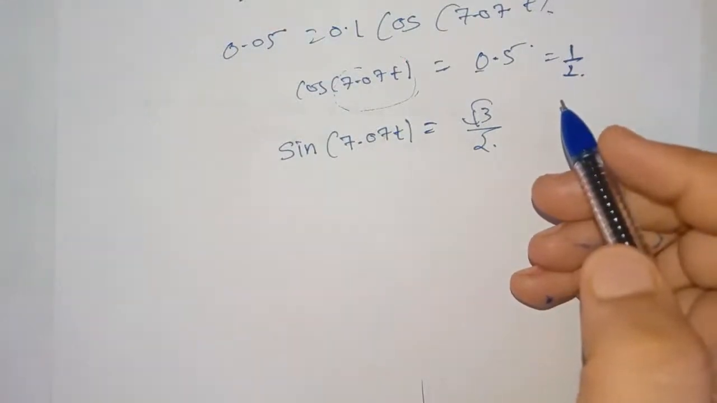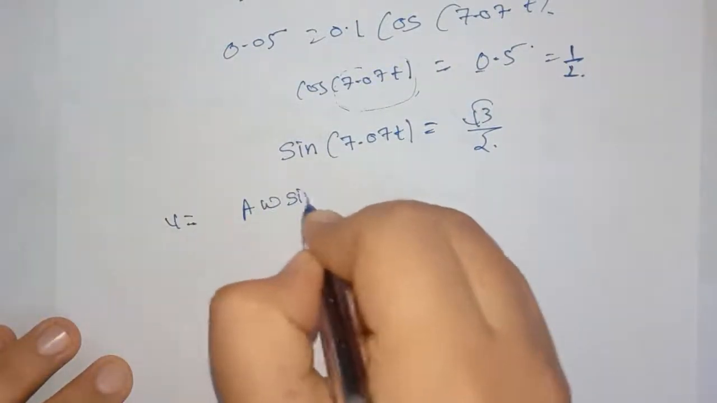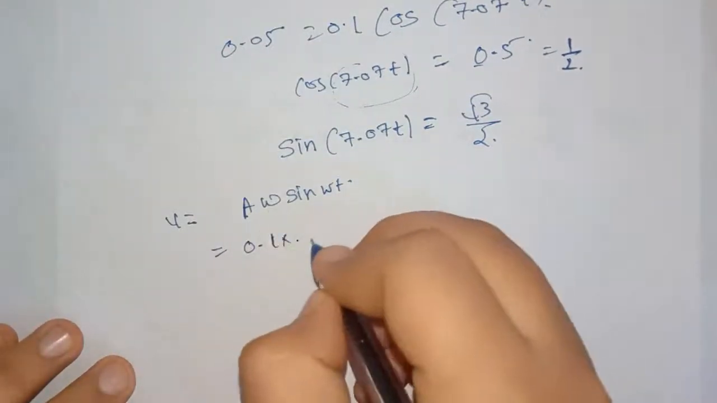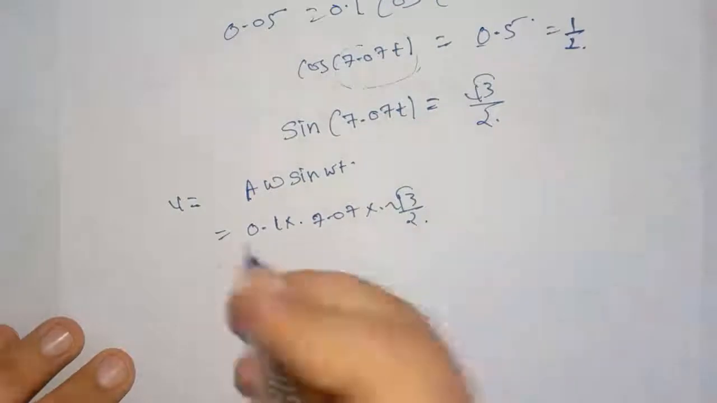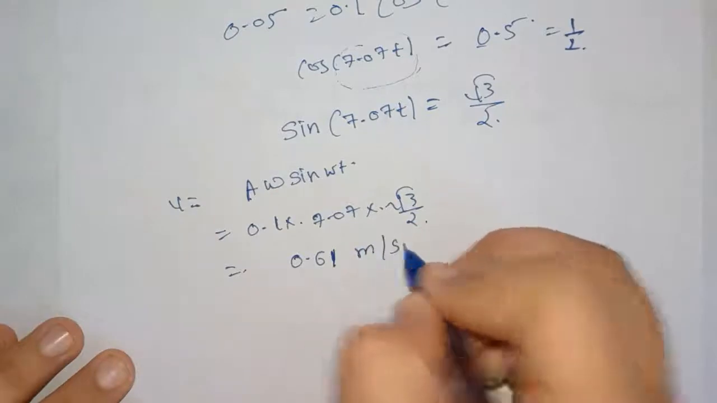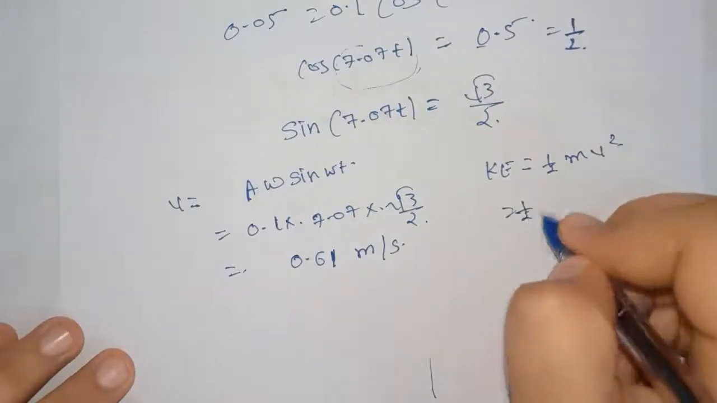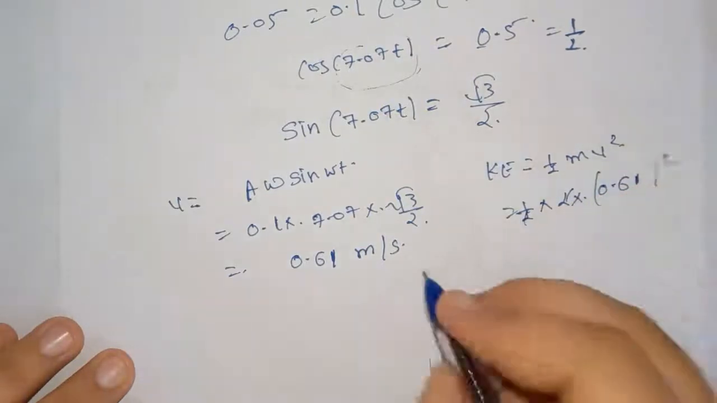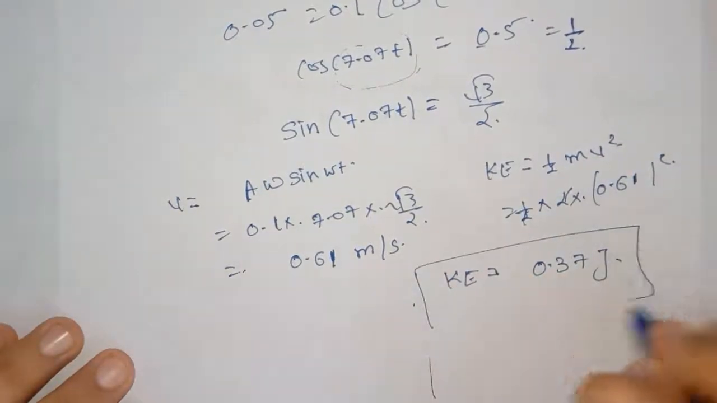Now the velocity of the block at this point will be A omega sine omega t. Amplitude is 0.1, omega is 7.07, and sine omega t is root 3 by 2. Simplifying this, we will get v as 0.61 meter per second. So the kinetic energy will be half m v square, that is half, mass is 2 and v square is 0.61 square. So the kinetic energy will be approximately 0.37 joule.